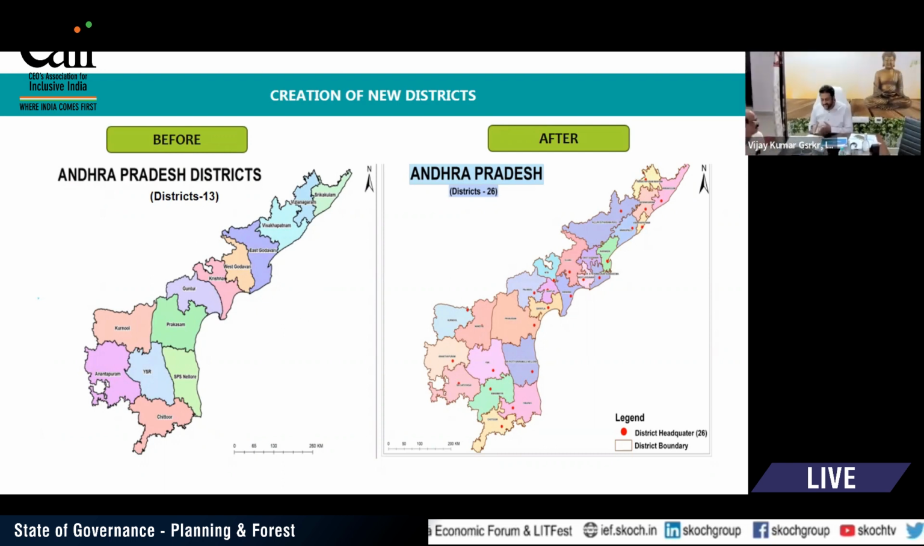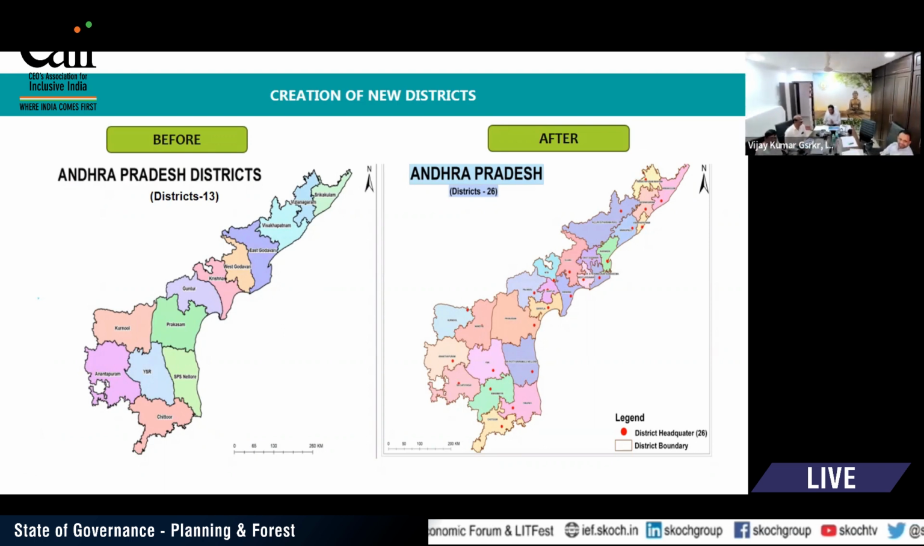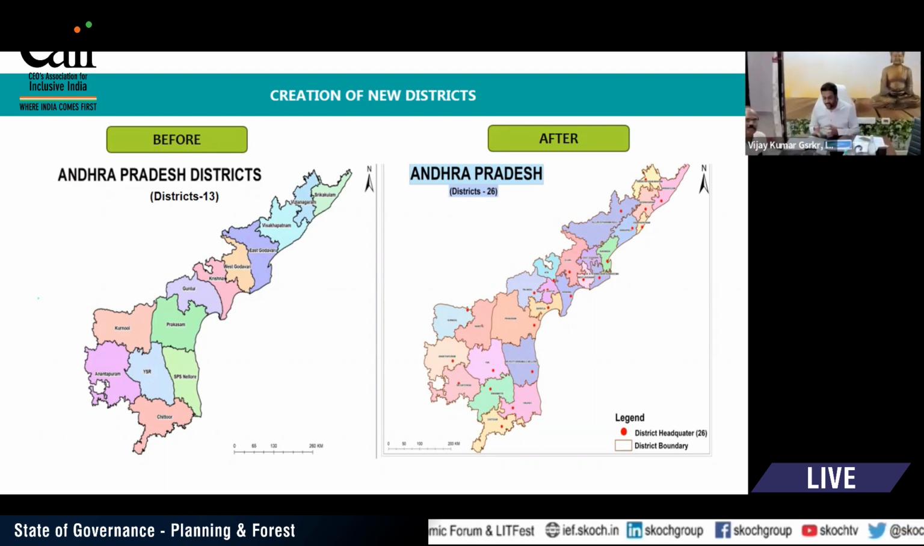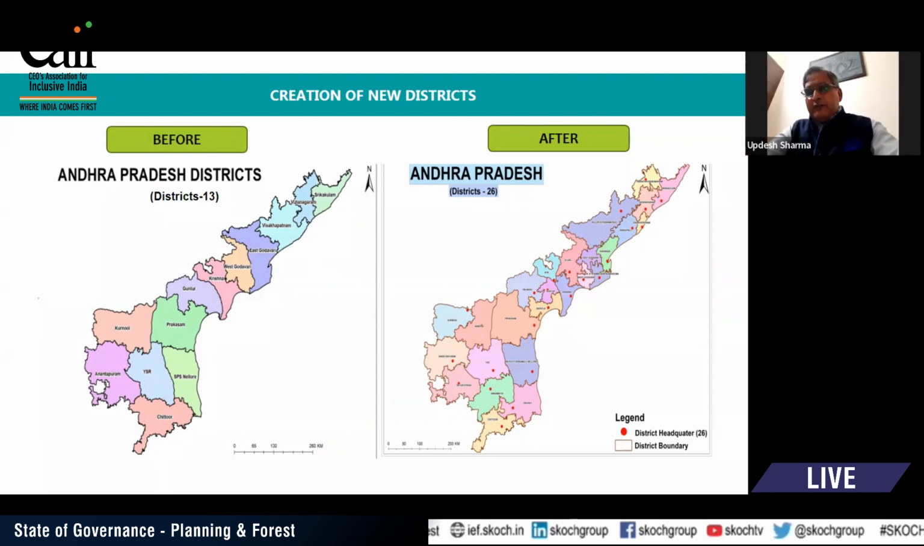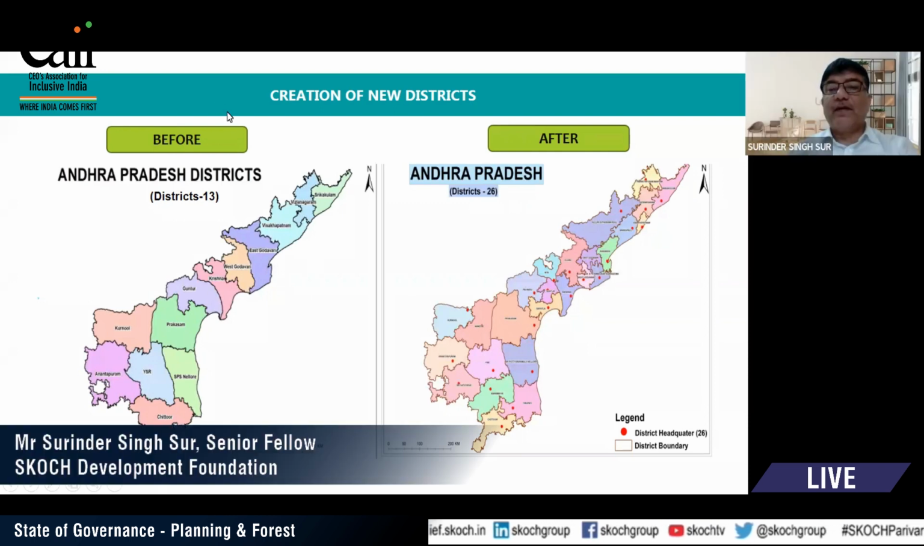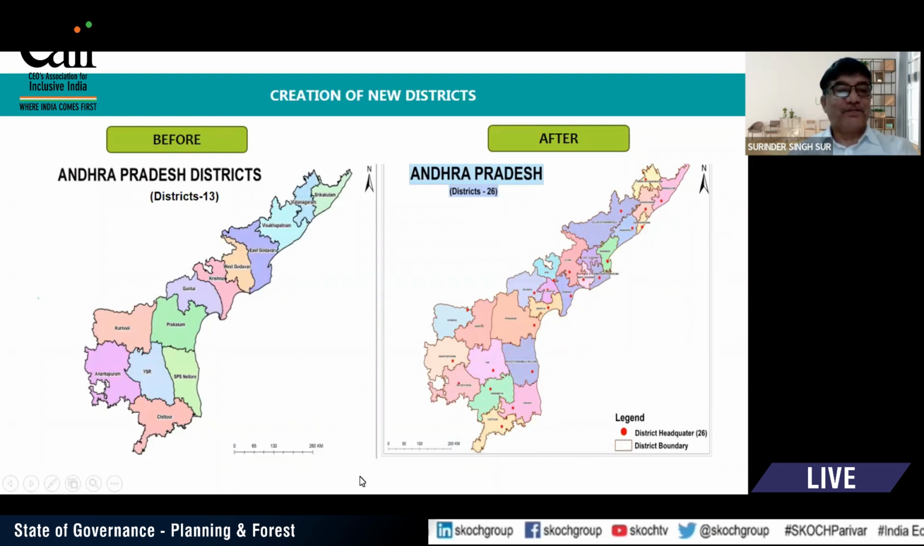No, we are already seeing the fruits. The developments we are able to perceive now. There is improvement in MMR, IMR, immunization, all the health and education indices. Yeah. Very good. Thank you, sir. Thank you. So it's a good example of micro level planning, and I wish you all the best. Very good work. Thank you.